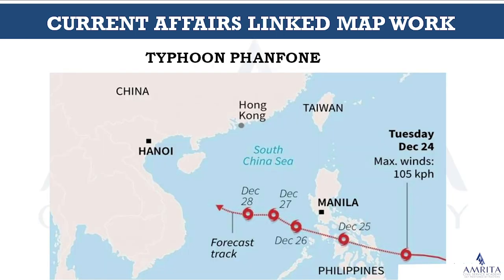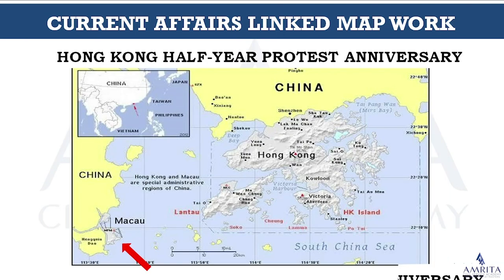Next one, it's regarding a typhoon that hit actually Philippine regions, that is Phanfone typhoon. Philippines is located in the Pacific Ocean, Western Pacific Ocean. You can see the location here, actually in the South China Sea. Then it's related to Hong Kong. Hong Kong half-year protest anniversary. Hong Kong is located to the south of China, actually in the South China Sea. So Hong Kong and Macau, you can see the red arrow marking. These are the two special administrative region of China.